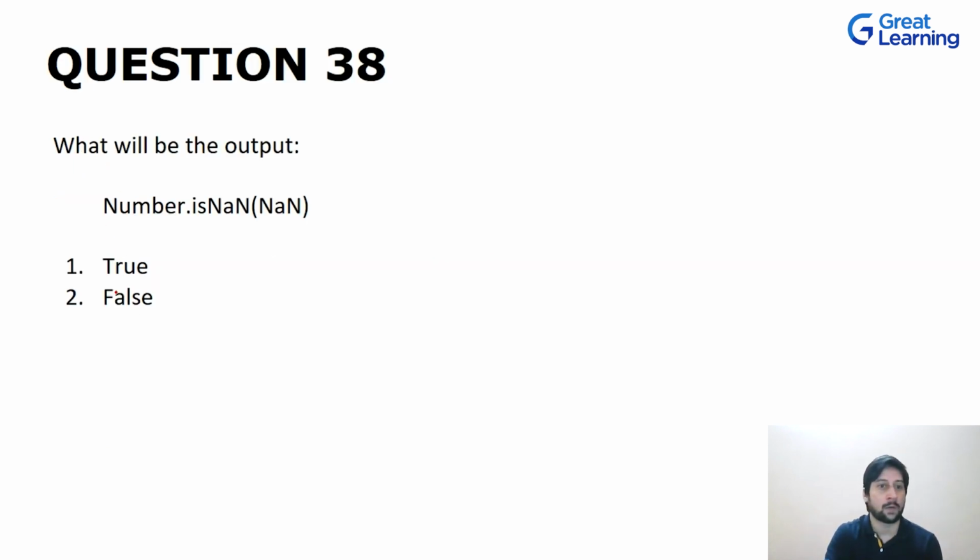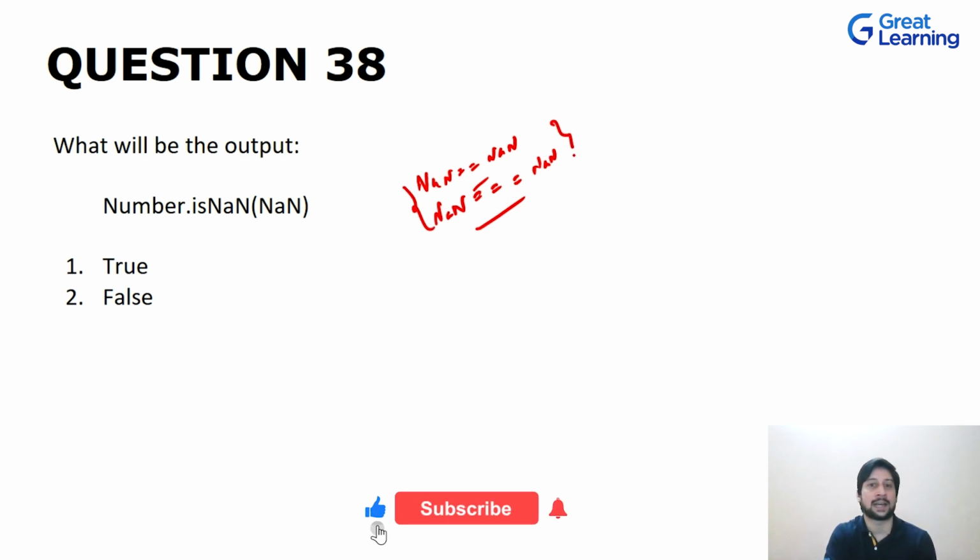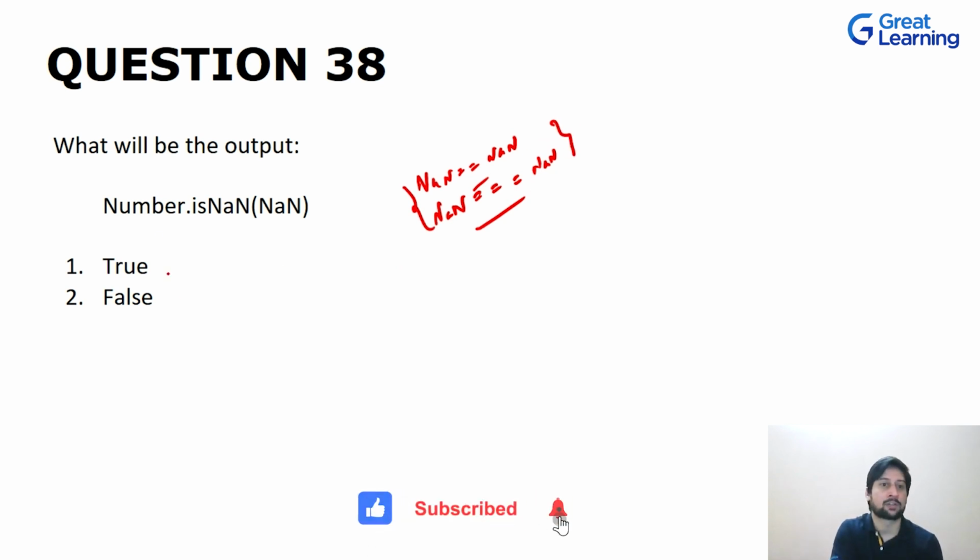Okay, now what about the situation wherein we had NaN equal to NaN, or NaN triple equal to NaN? We had this question, and both of them yielded the result as false, which shouldn't be. So in order to rectify that, we have this question over here, and this helps us to distinguish this situation, NaN equal to NaN.